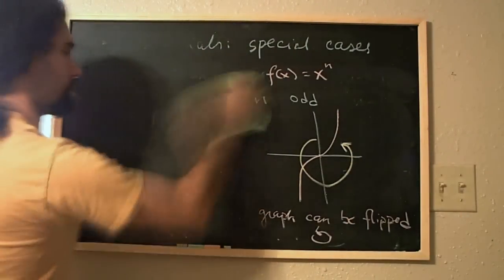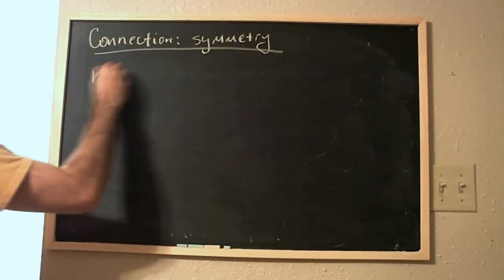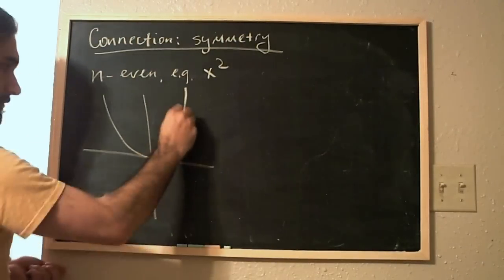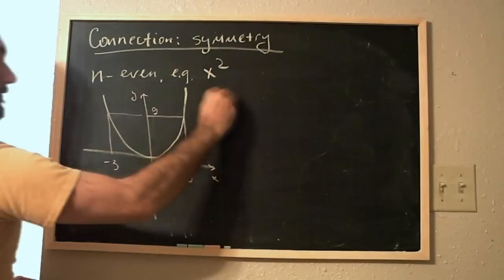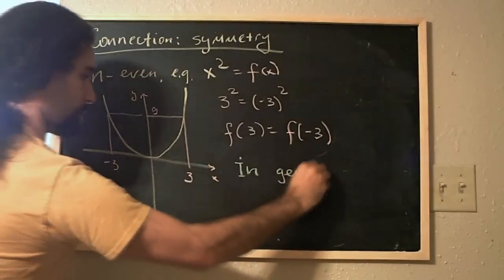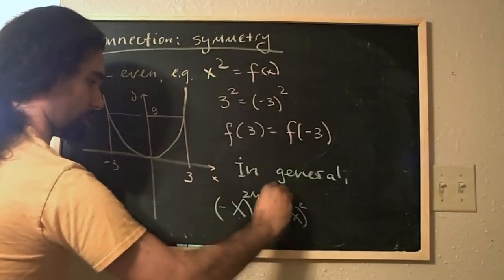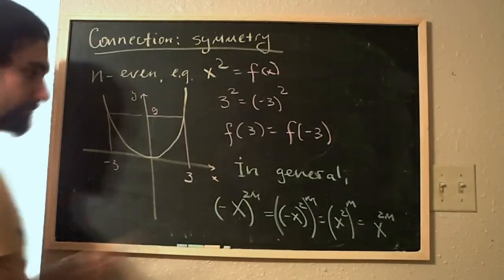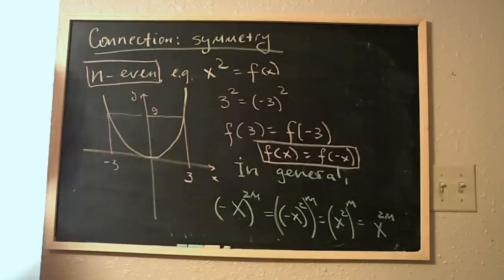Consider the case when n is even, for instance x squared, and plug numbers in. 3 squared is, well, 9, and minus 3 squared is the same thing, so the right side of the graph looks exactly like the left side of the graph. Just reflect it. In general, this holds true for any even power, because minus 1 to an even power is just 1, so it goes away. In algebraic notation, this symmetry is recorded as f of x equals f of minus x.